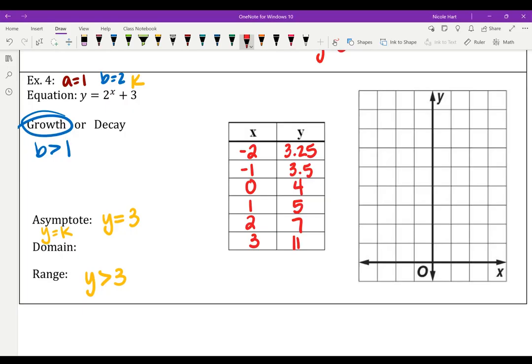I have my table of values copied down. We notice that our y-intercept is at 4. 2, 3, 4. And I'm going to plot these points. 2, 3 and a half. And then graph it.